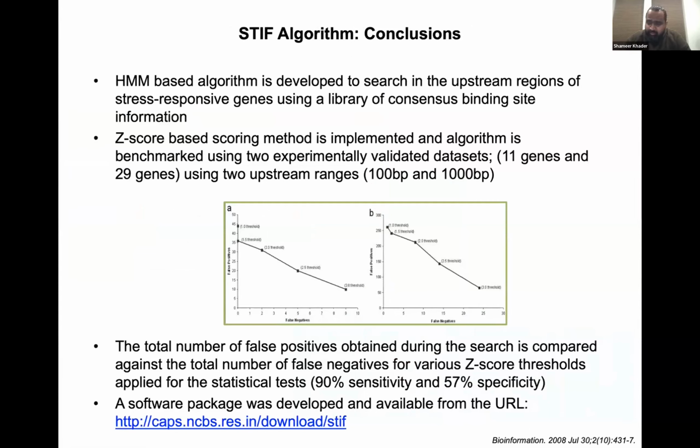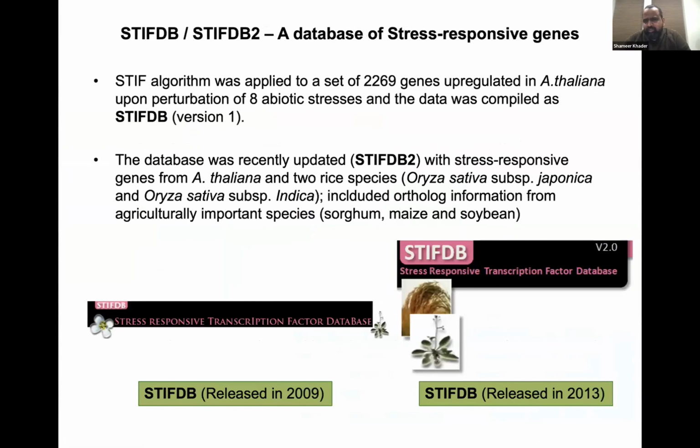The algorithm was developed, and we then thought to apply this to around 2,269 genes. The interesting aspect of these genes was that they were coming from a gene expression database. On top of that, we had some constraints, like we were only looking at upregulated genes. We started with StiffDB1 and with one species, Arabidopsis thaliana, and then we went on to develop StiffDB2.